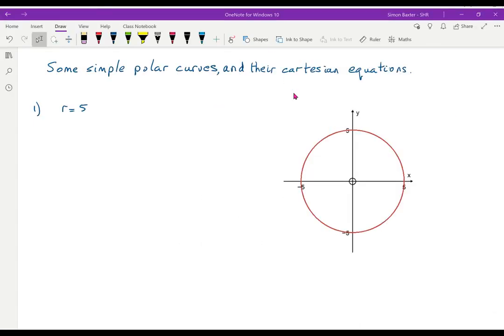The initial line would be the x-axis and the origin, the point O. R is then always 5. So we should be able to write down the Cartesian equation without doing much work. We know the equation of a circle, center the origin, radius 5, is x squared plus y squared equals 5 squared, which is 25.